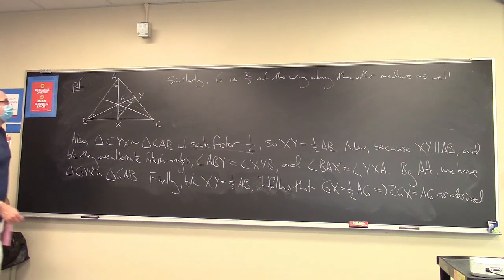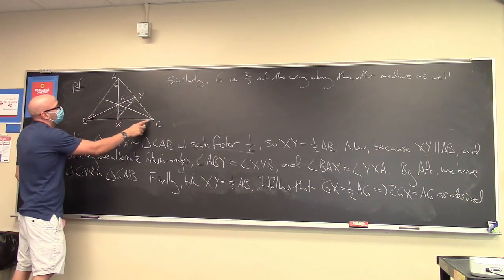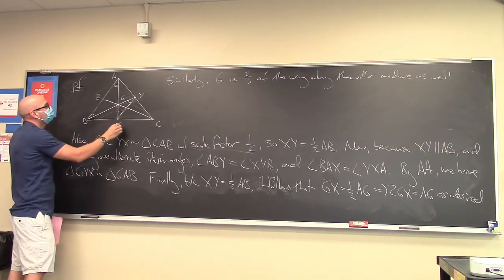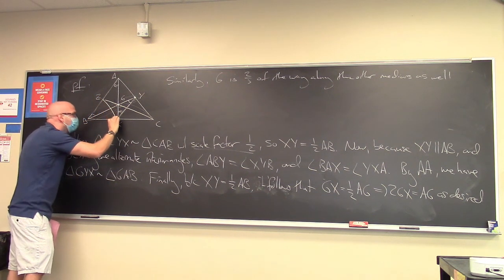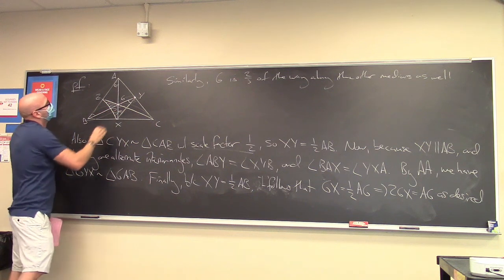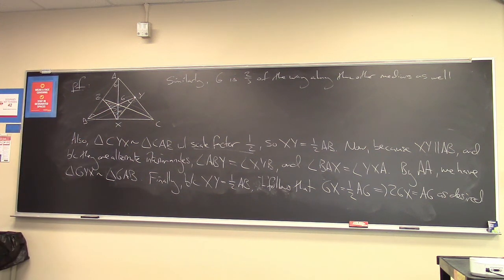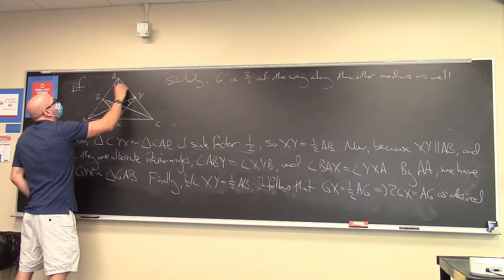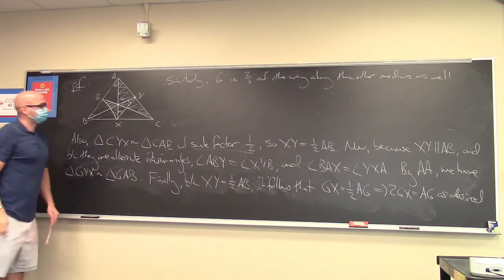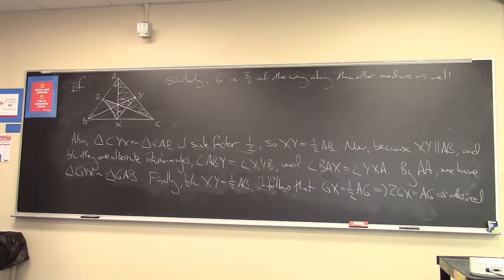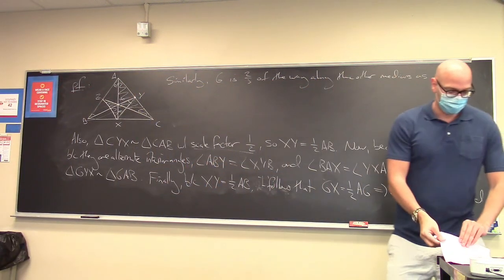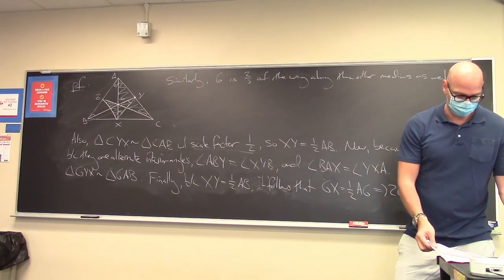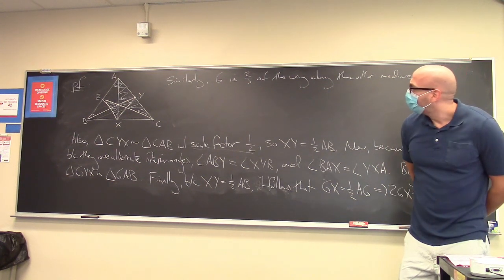If I want to show it lives 2/3 of the way along, say, CZ, well, now I'm looking at similarities between this triangle and this triangle. So it really is just doing the same proof again. Any questions?